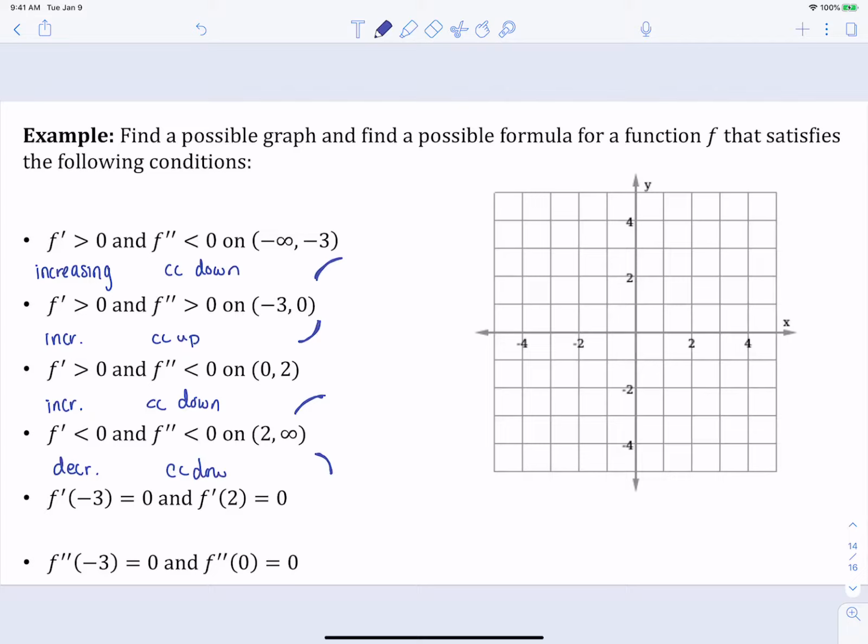Then we're told that the first derivative at -3 is 0, and the first derivative at 2 is 0. So that means we've got to have that min or that max or that place where we level off. So that's how our function is going to have to look at those places. And then the second derivative being 0 at -3 and at 0, these are possible points of inflection.